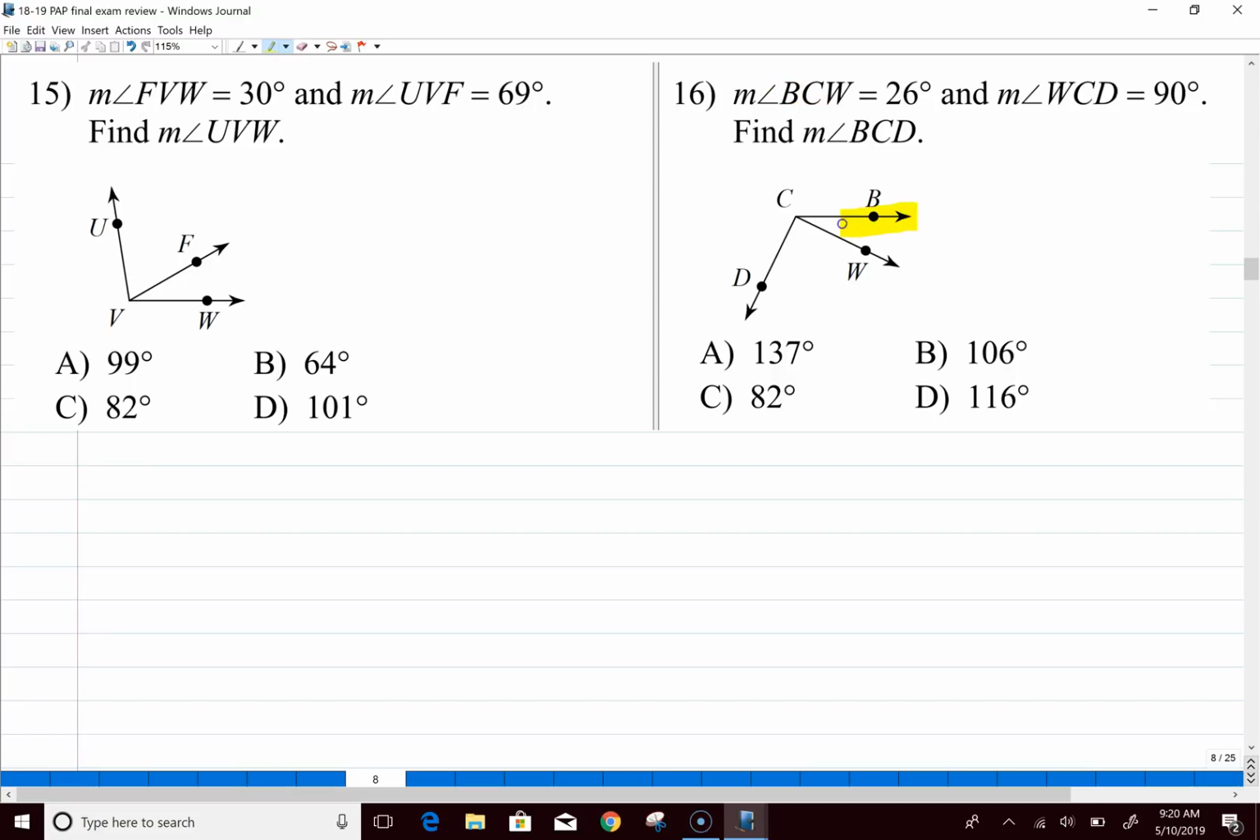BCW. This is 26 degrees. WCD. That's 90 degrees. How much is angle BCD? BCD. So I want to know all of it. How much is the entire angle? How do you find the entire angle? Well, you add 26 plus 90. 116.